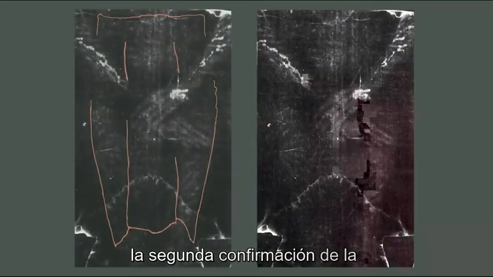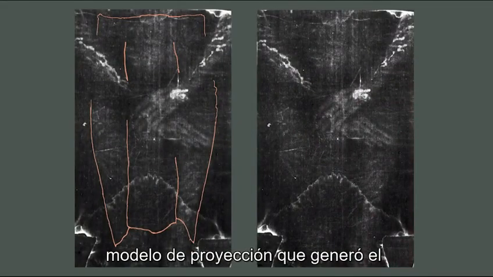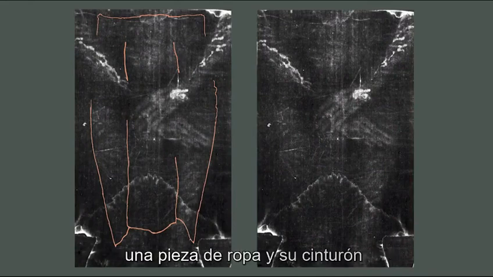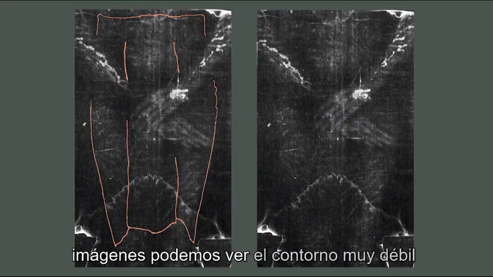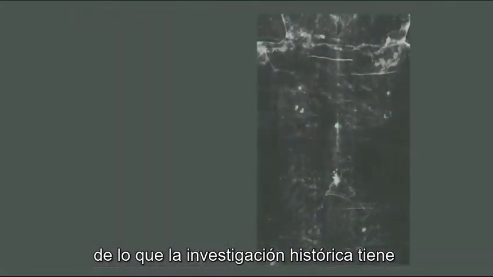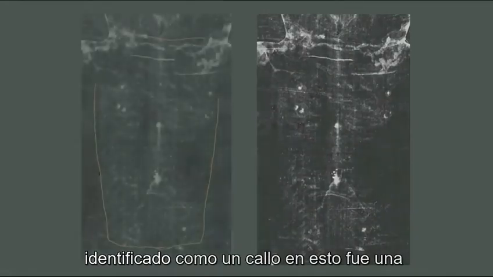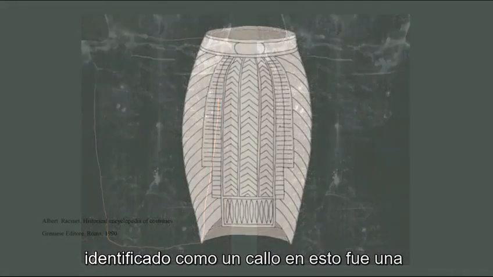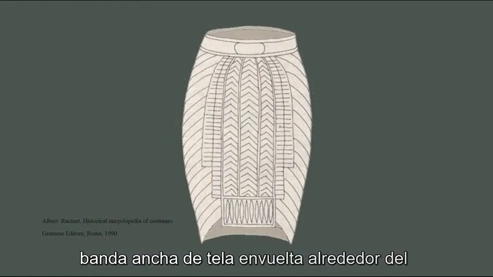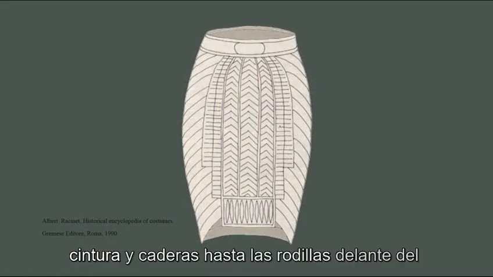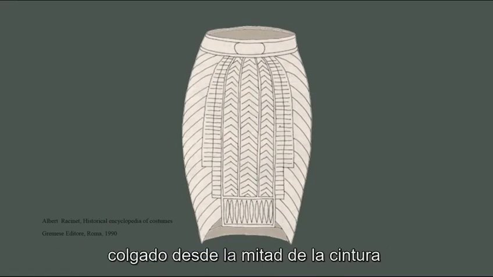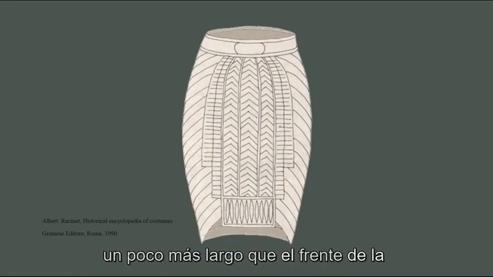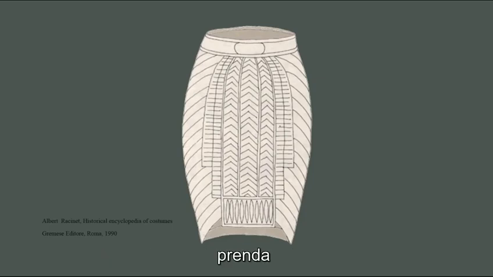The second confirmation of the projection model that generated the image comes from the detection of a piece of clothing and its belt in particular. On the front and dorsal images we can see the very faint outline of what historical research has identified as a caleçon. This was a wide band of fabric wrapped around the waist and hips to the knees. In front the ends were pulled upwards, and a wide sash hung down from the middle of the waist, slightly longer than the front of the garment.